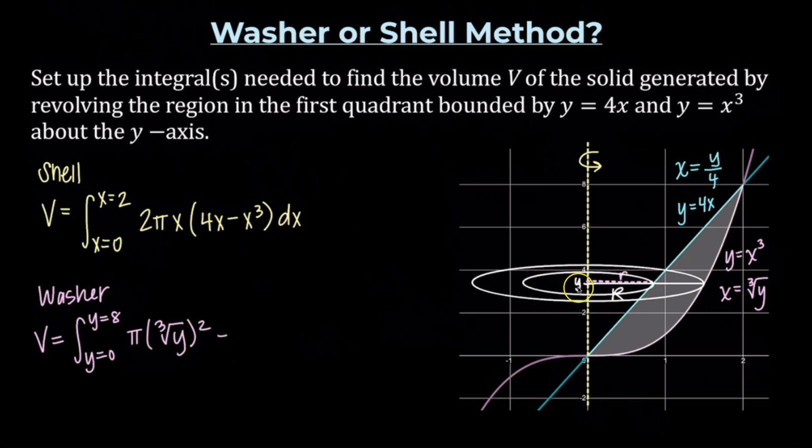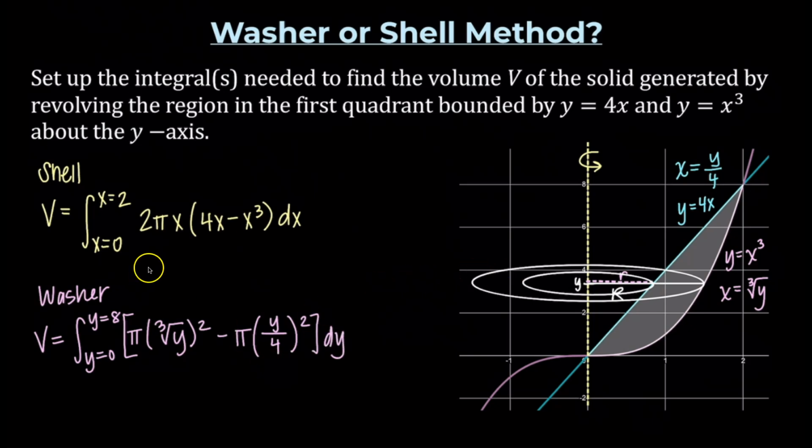minus, we're going to carve out that little circle, pi times little r squared. So we're going to have pi, and the little radius, right minus left, is y over 4 minus 0 squared. So we'll just have y over 4 squared, and then dy.